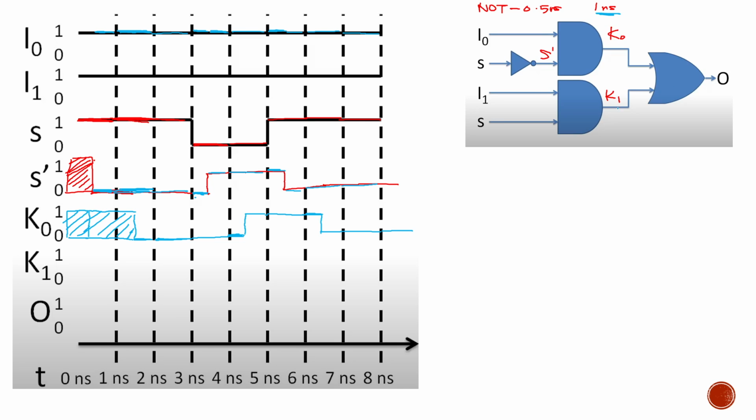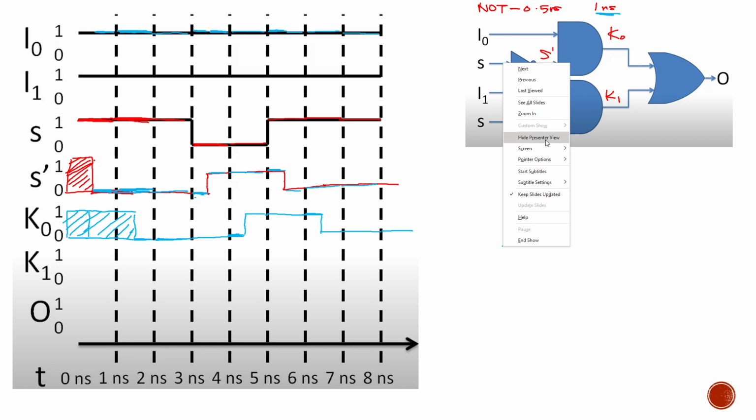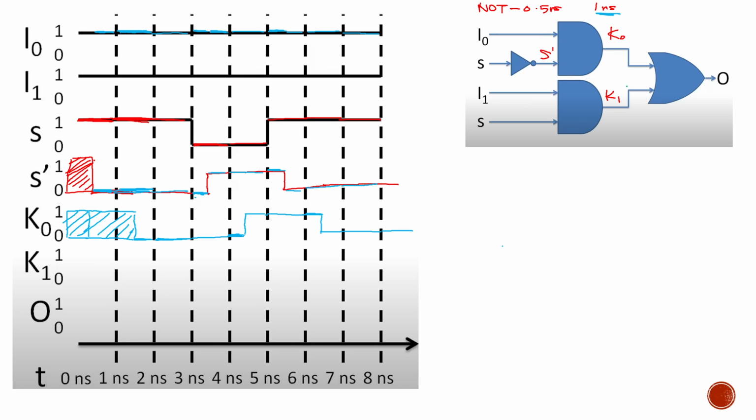Now let's take a look at K1. K1 is the same thing again. It has 1 nanosecond of delay because of the AND gate. So let's try to draw the waveform for K1. Let me change my ink color so that it's obvious. K1 has to consider the input from I1 and S. So I1 is over here and S is over here.